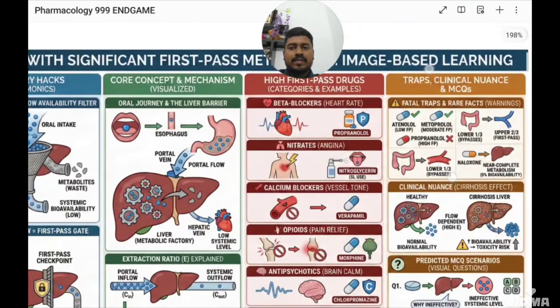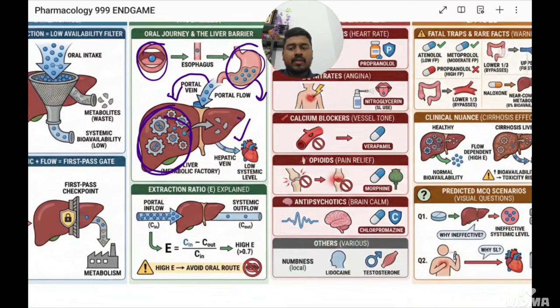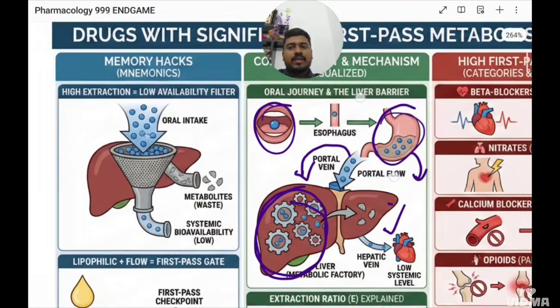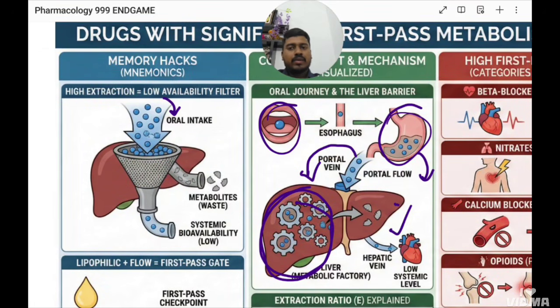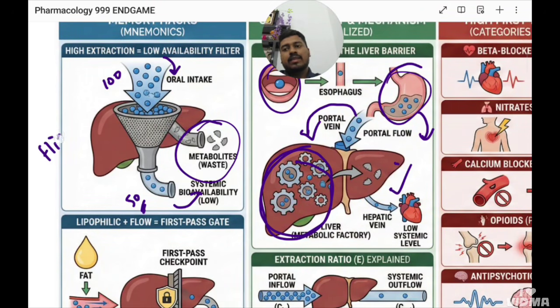Now, any drug you give by the oral route goes to the stomach, then to the intestine, and from there the portal vein carries it to the liver. In the liver there are enzymes which metabolize this drug, so only a fraction of the drug reaches the systemic circulation. This is for the enteral route of drug administration. Let's say 100 drug molecules have come; maybe only 50 or 60 reach the systemic circulation. The rest is metabolized. This is known as high extraction. E stands for extraction, which means the liver extracts a lot of the drug, metabolizes it, and releases less into the circulation.